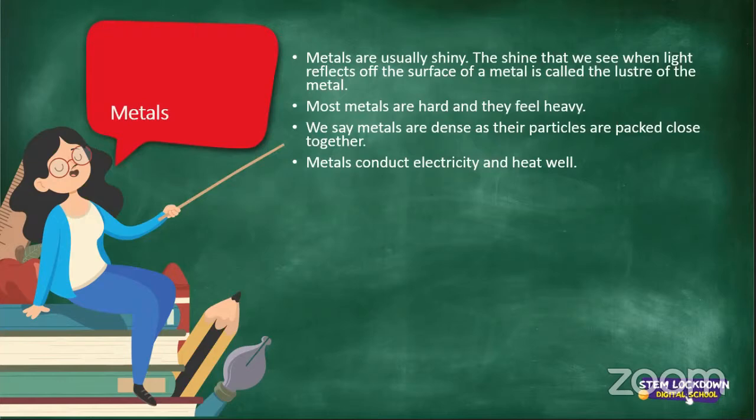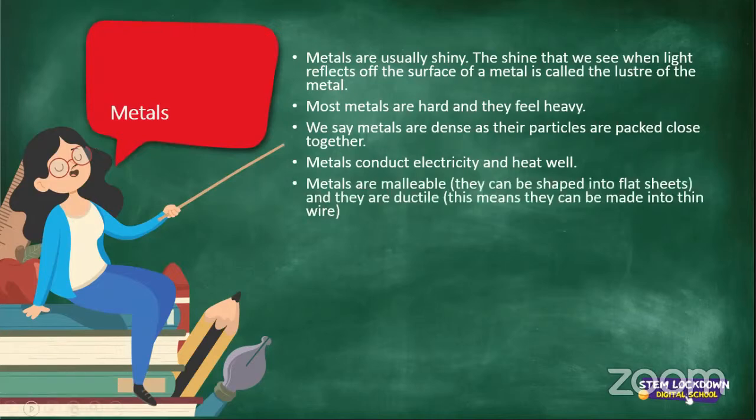So we say that metals are good conductors of electricity. And because they're good conductors of electricity, they provide heat as well. Okay, now there's a new word for you to learn. They say metals are malleable. Malleable basically means that they can be shaped into flat sheets. Metals are also ductile. Ductile means that they can be made into thin wire.